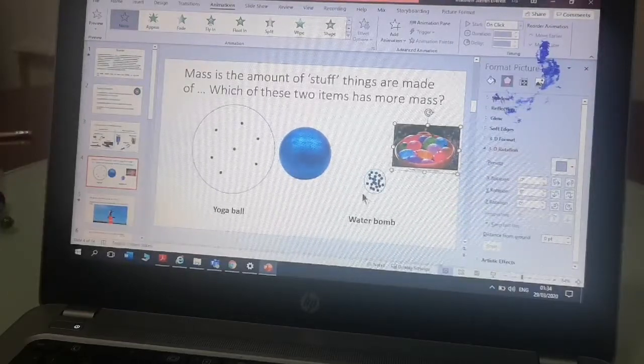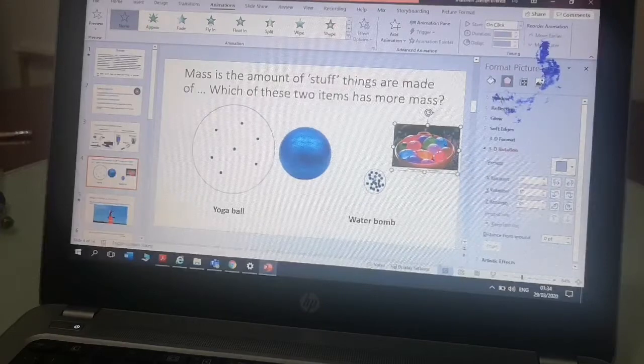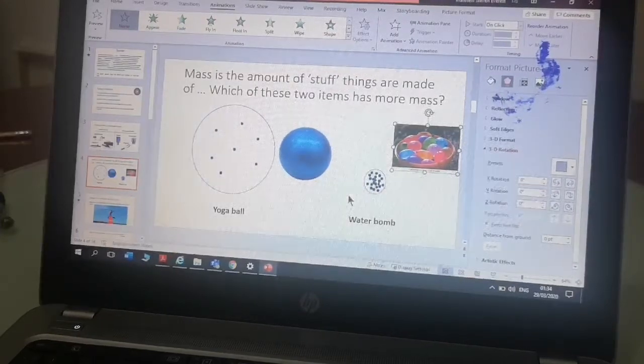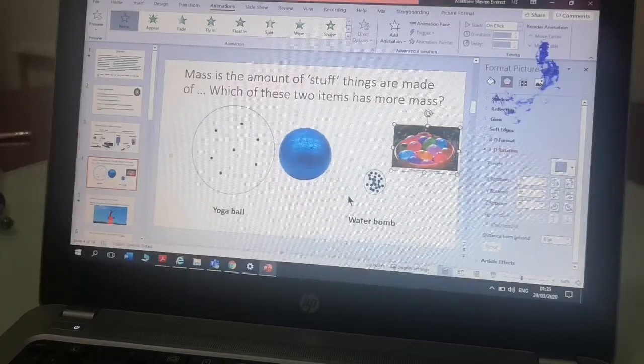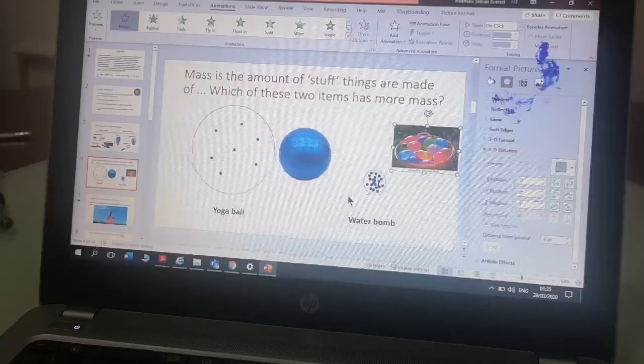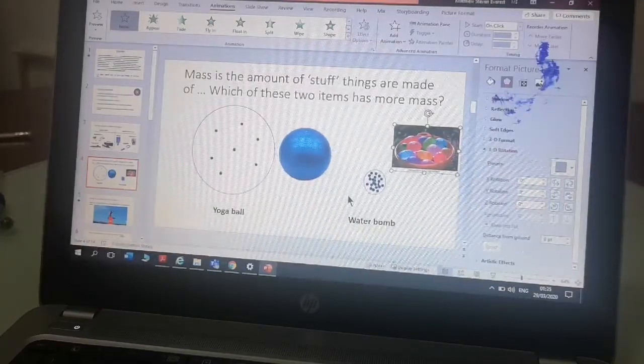Mass is the amount of atoms, not the amount of atoms, but the amount of stuff. We can say protons and neutrons and electrons if we are being specific. The amount of those three.